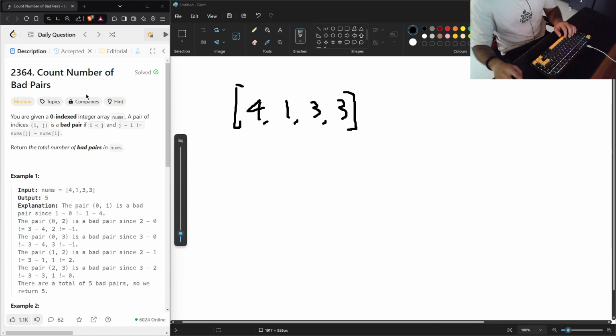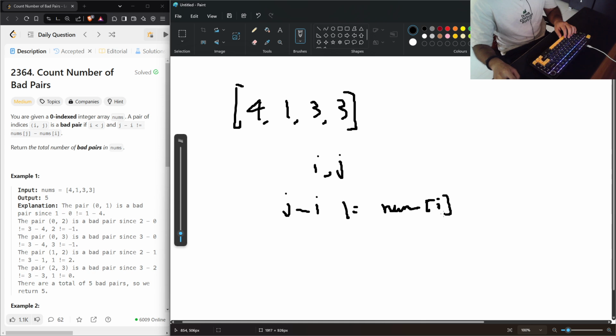In this question they have provided us with an array called nums, and we need to find all such pairs of i and j such that j minus i is not equal to nums[j] minus nums[i]. So the index difference is not equal to the value difference at those indexes, basically. So this is a j and this is an i.